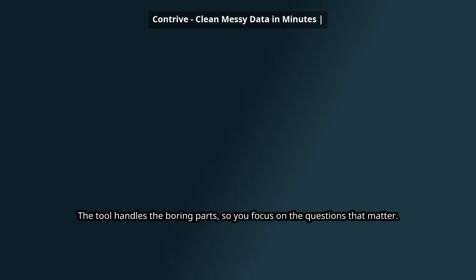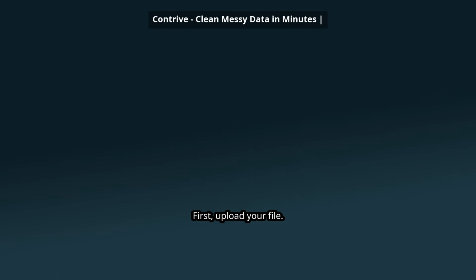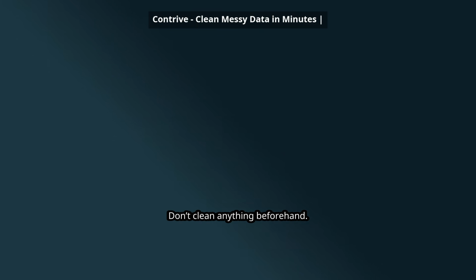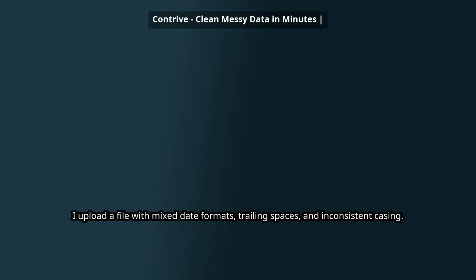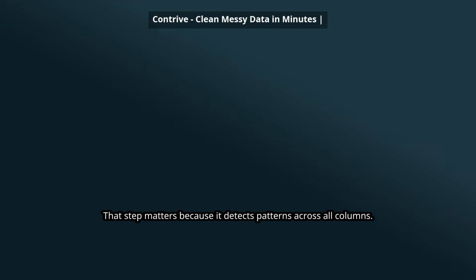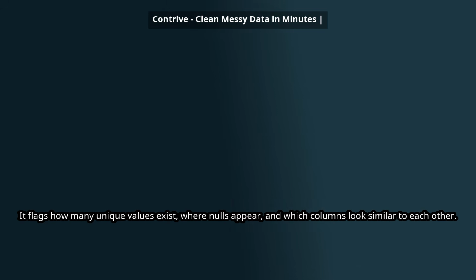Walk through time. First, upload your file. Contrive accepts standard CSV or Excel formats. Don't clean anything beforehand. The whole point is that it starts with the chaos. I upload a file with mixed date formats, trailing spaces, and inconsistent casing. The system scans the entire dataset and generates a profile. That step matters because it detects patterns across all columns. It flags how many unique values exist, where nulls appear, and which columns look similar to each other. You're not deciding what to fix. The tool tells you what needs attention.